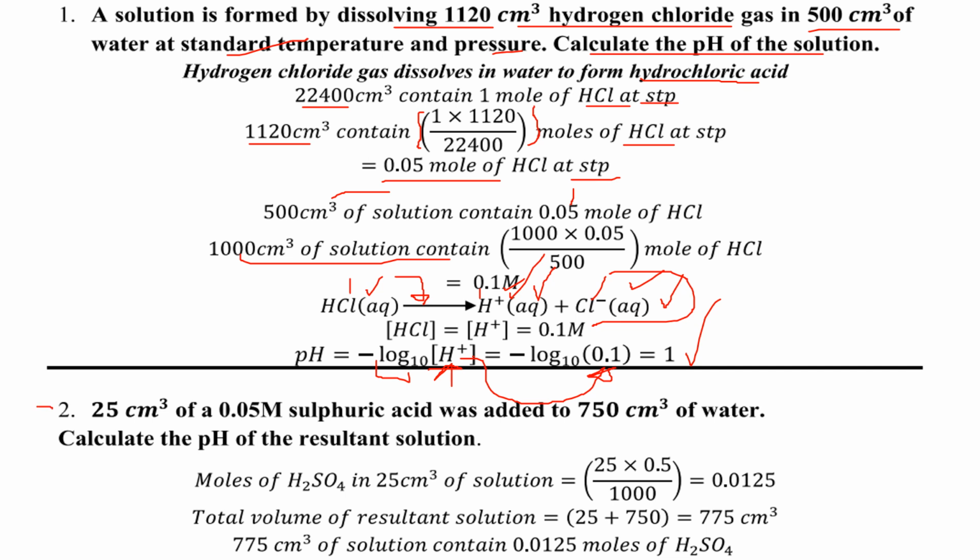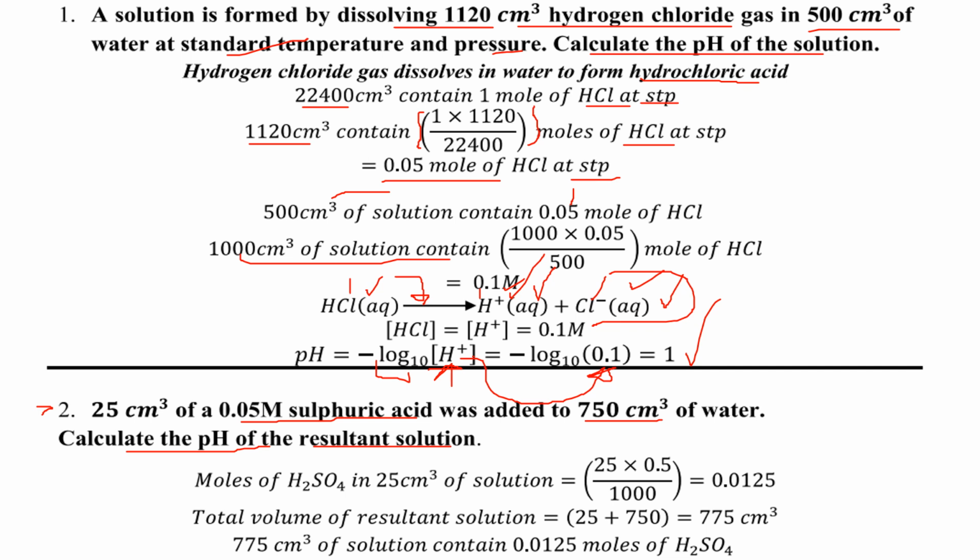Looking at number 2, you are told that 25 centimeters cubed of a 0.05 molar sulfuric acid was added to 750 centimeters cubed of water. Now you are prompted to calculate the pH of the resultant solution.